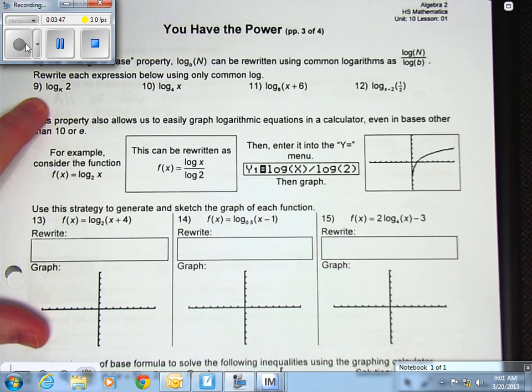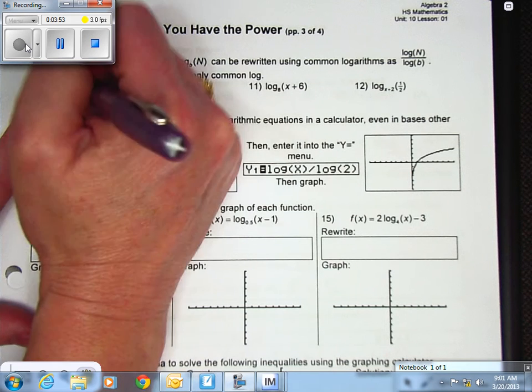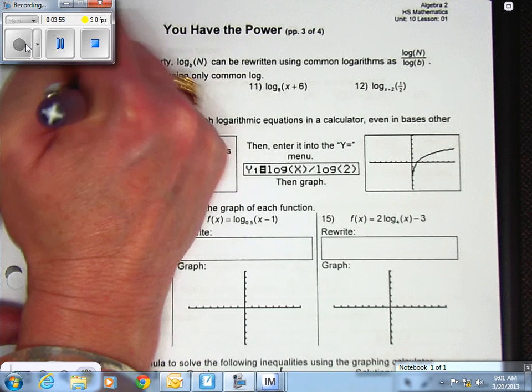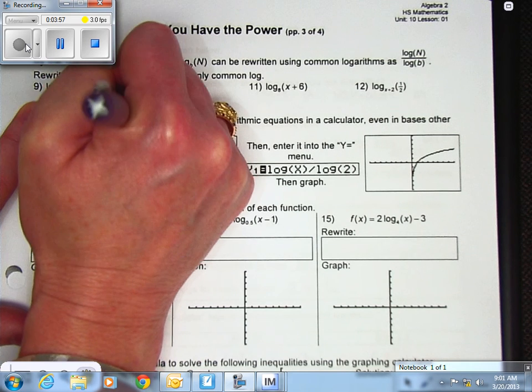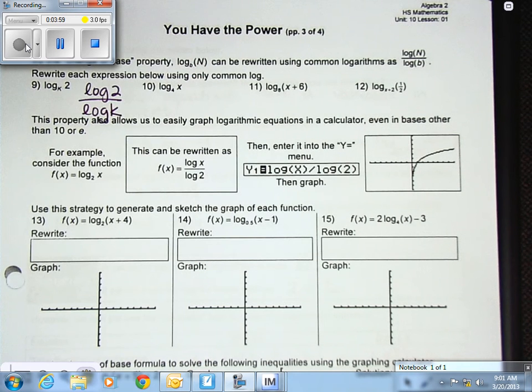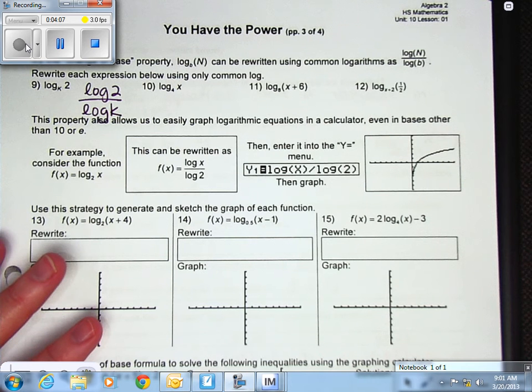So if you see log base k of 2, how am I going to write that using the change of base property? What's that going to be? Log of 2 divided by log of k. It doesn't matter if there's variables in the argument of the logarithm as long as you're rewriting it using the property appropriately. So log base 4 of x, how are we going to rewrite that?